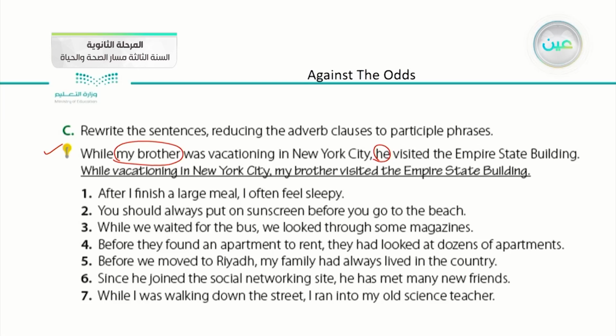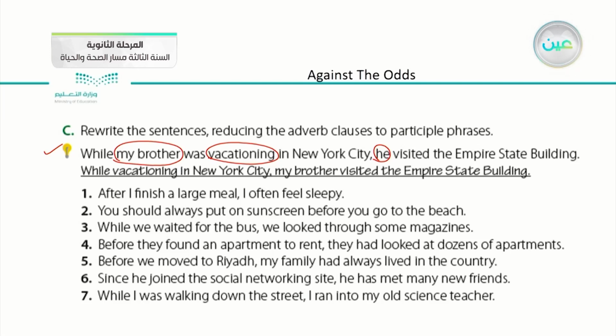We can reduce these two subjects into one by adding a gerund to the verb. The verb here, vacationing, already has a gerund. It has already an ing, so we can just take out the subject and the helping verb and complete the sentence. While vacationing in New York City, my brother visited the Empire State Building.